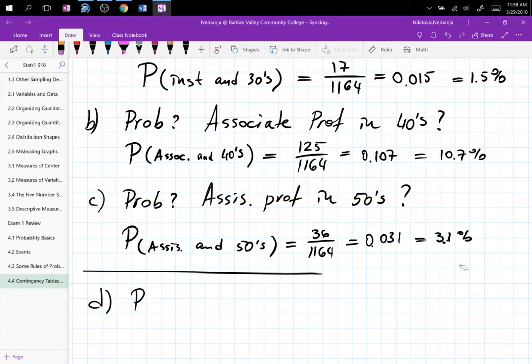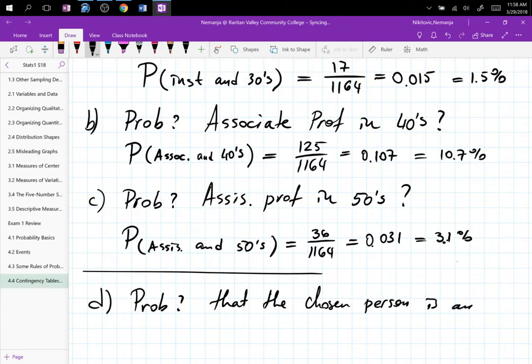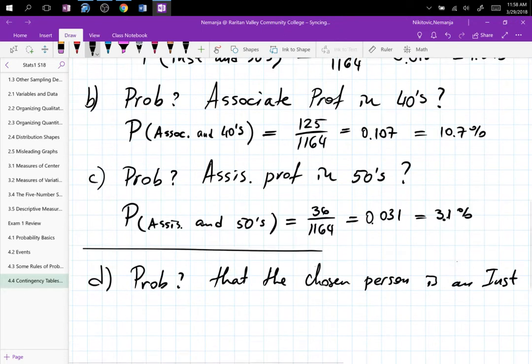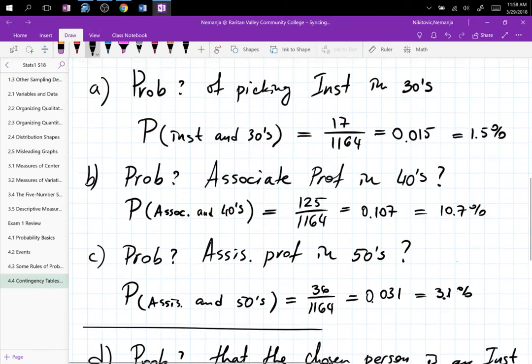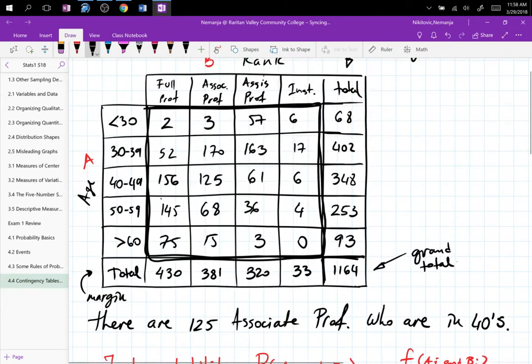Let me actually write that as a question first. Probability that the chosen person is an instructor. Well, that will be the probability of instructor. Now you have to go and say, what is the total amount of instructors? You see, I'm not restricting the age now. I want to know all. So that's the reason why I'm going to look at the total number of instructors.